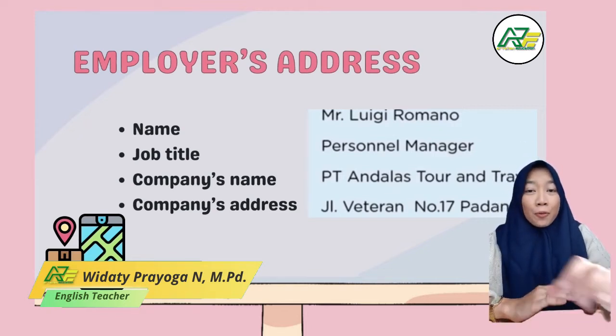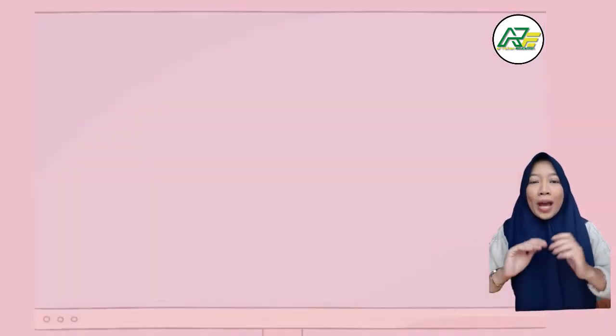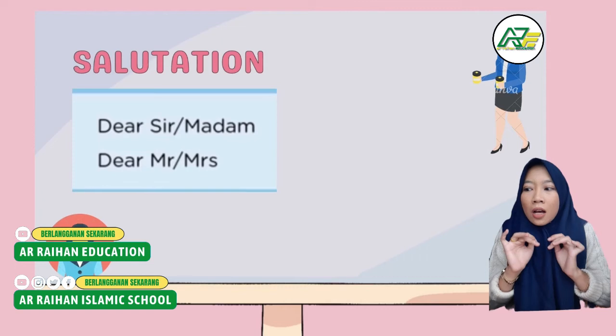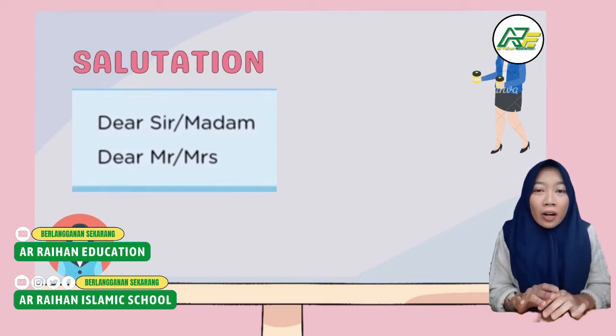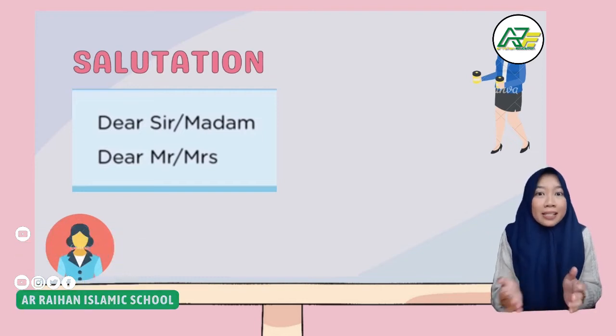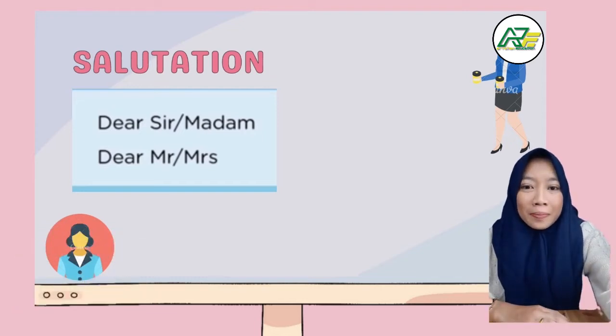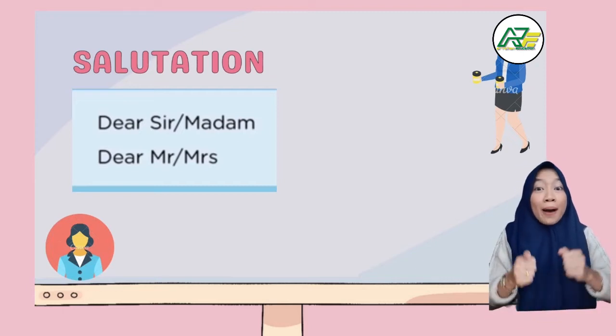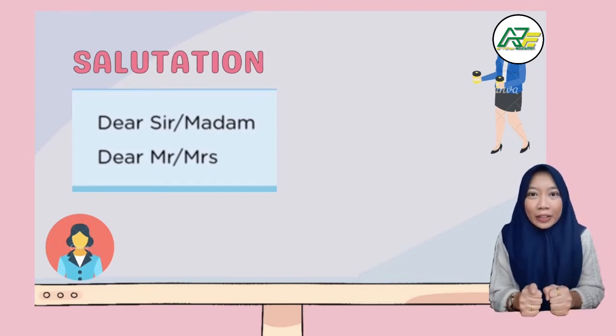And then we move to the fourth generic structure. We have salutation or greeting. The examples are like dear sir, dear madam, dear mister, dear Mrs., something like that. And then the most important generic structure, we move to the body of letter.